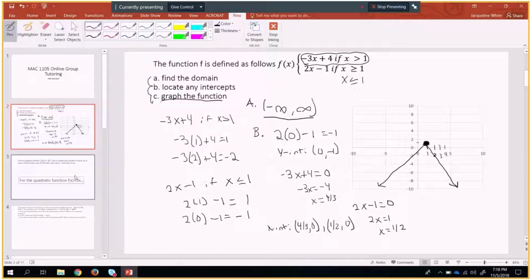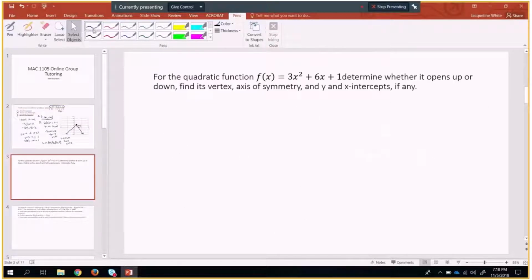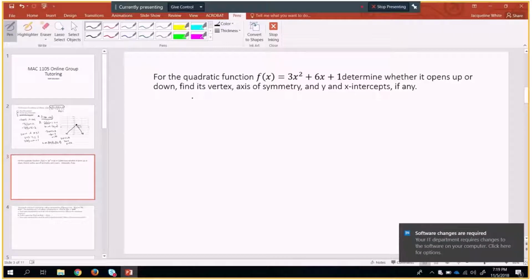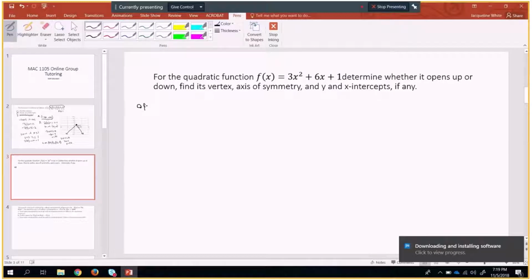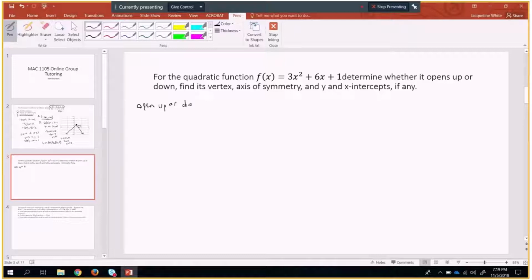All right, moving on. For this one, it says, for the quadratic function 3x squared plus 6x plus 1, determine whether it opens up or down, find its vertex, axis of symmetry, and y and x intercepts, if any. So does it open up or down?